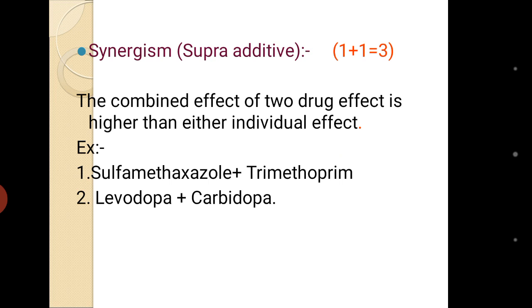Example is sulfamethoxazole plus trimethoprim. These both are antibiotics. The combination name is cotrimoxazole. They are combined in a 1:10 ratio. The overall effect is also more in this. This cotrimoxazole is used in respiratory tract infection and urinary tract infection. In case of HIV patients also, they are giving this drug.